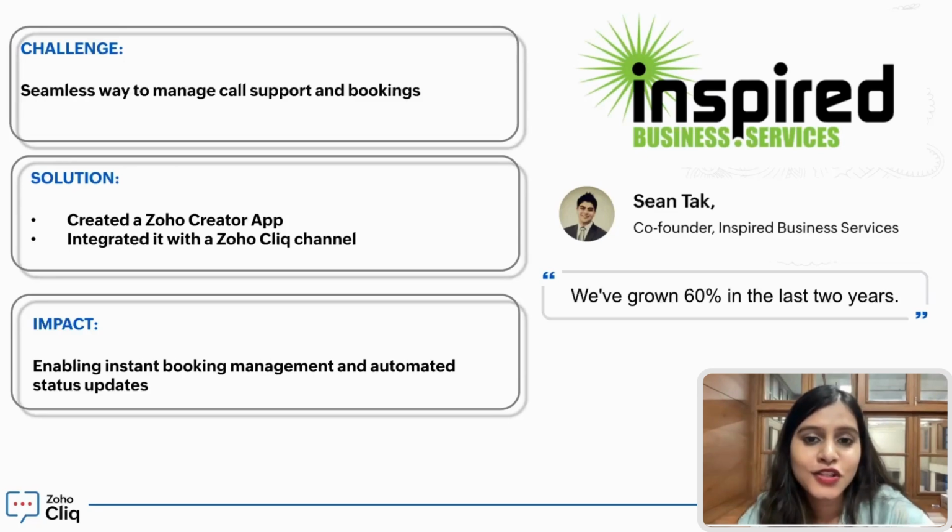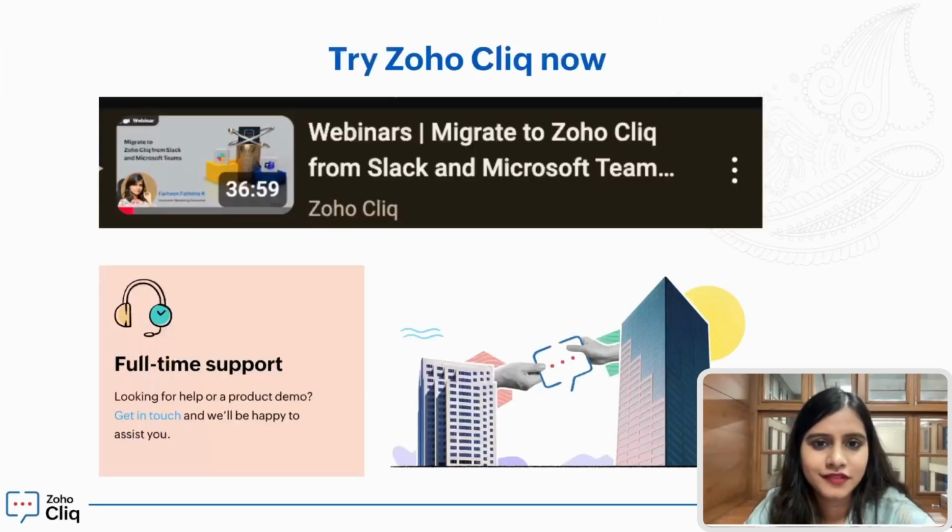The result: Sean, the co-founder, proudly shares that his company has grown 60% in the last 2 years, and he credits Zoho Cliq for this incredible success. So, isn't that an inspiring example of how Zoho Cliq and Zoho One can streamline operations and drive growth? Now, if you're part of Zoho One and haven't been using Zoho Cliq, you can try it today and explore the various functionalities Zoho Cliq offers.